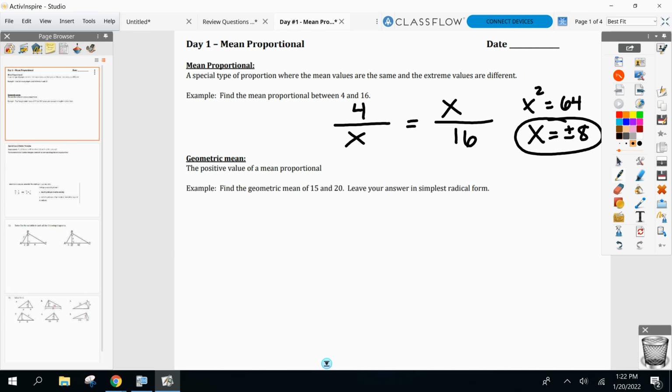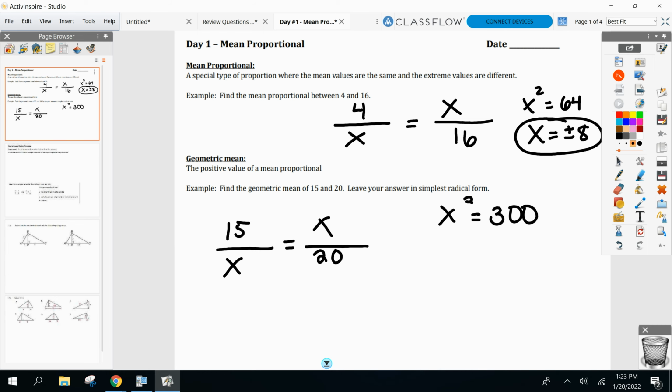So can you find the geometric mean of 15 and 20? So the same value I multiply by itself gives me the same as 15 times 20. So I set up my proportion with 15 and 20 as my extremes, X and X as my means. The means are always the same. All right, we cross multiply. I get X squared equal, what do you got, 300? Let's take the square root of both sides.